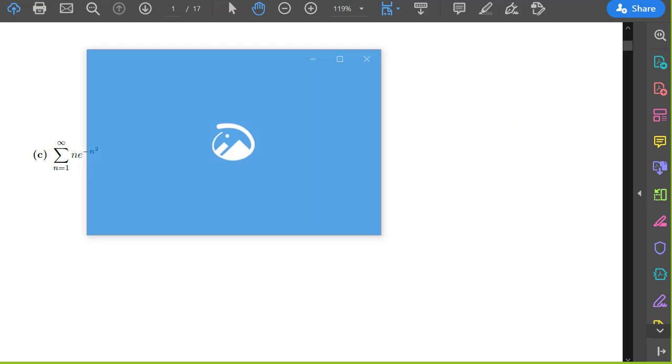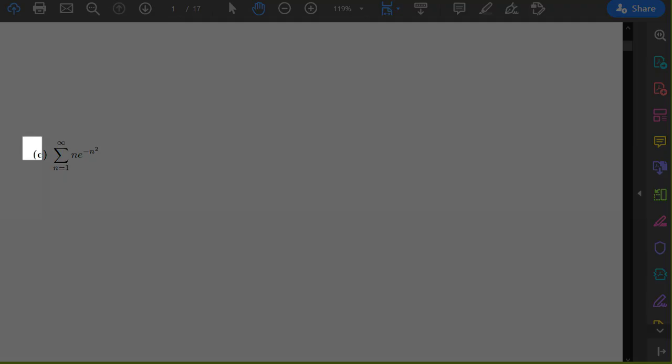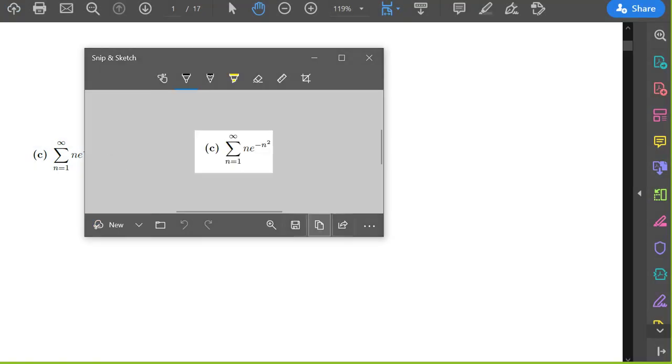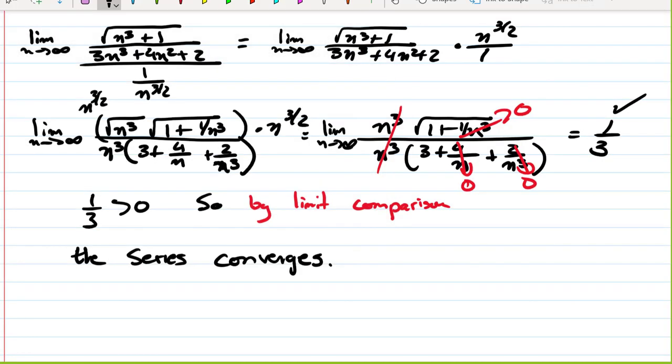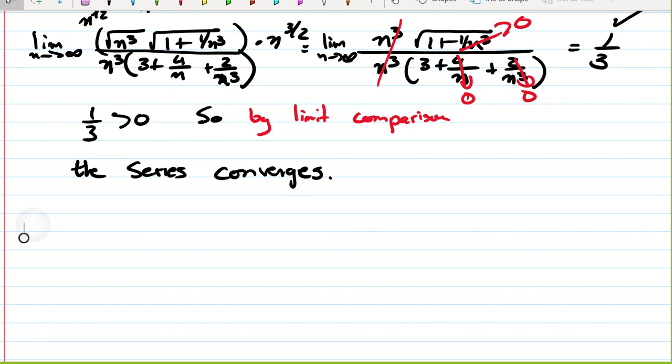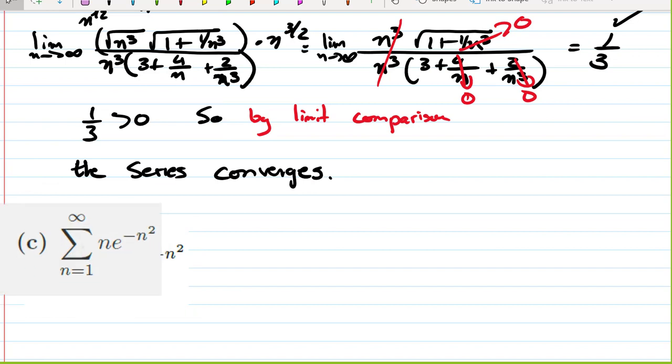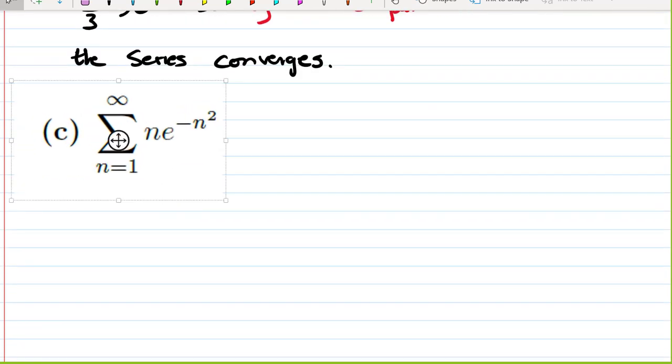All right, let's take a look at our next example. So we have our series, as n goes from 1 to infinity, of n times e to the negative n squared, and we want to know if this converges or diverges.